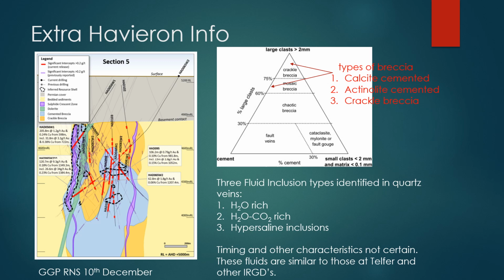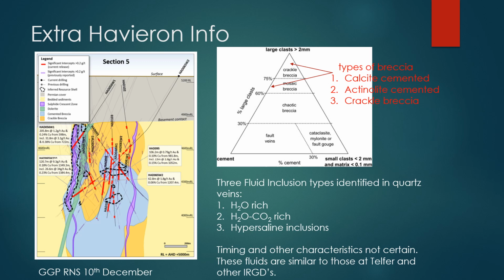In past pieces of work by Newcrest, they identified three fluid inclusion types in quartz veins at Havieron: water-rich, carbonic and water-rich, and hypersaline inclusions, which I've just shown in the previous slides. That's the typical fluid composition of intrusion-related gold deposits.